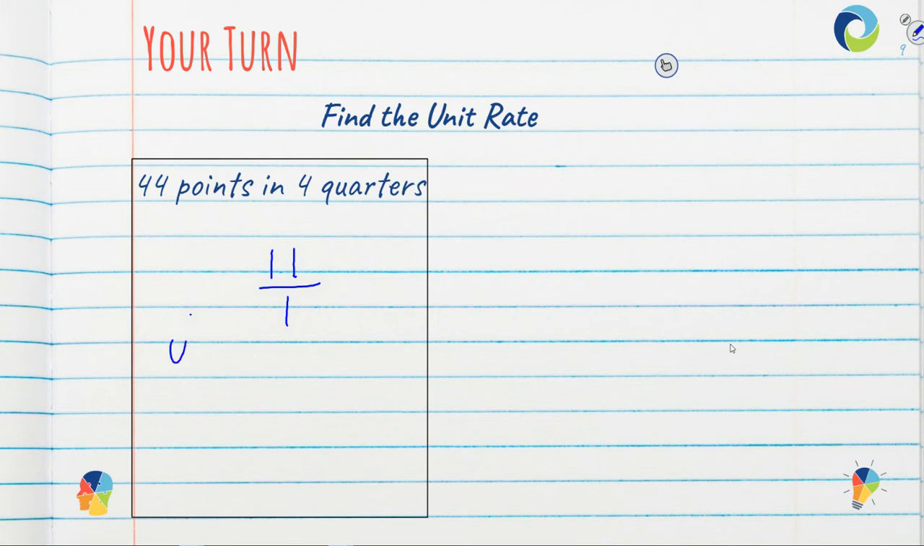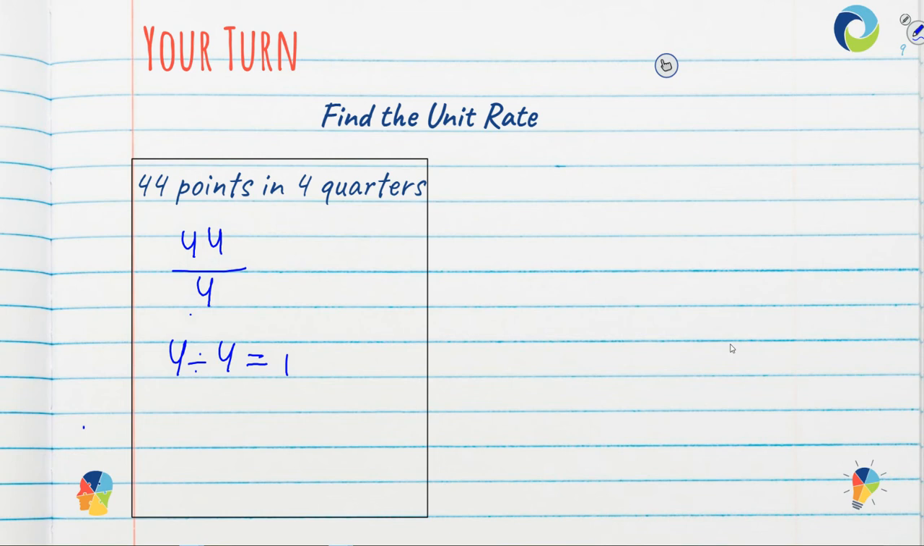Erase your 11 over 1. Nope, that's not what you start with. What's the first step? Somebody read the first step out loud. All right, so write your rate as a fraction. There we go. So we have 44 points in 4 quarters. First number on top, second number on the bottom.